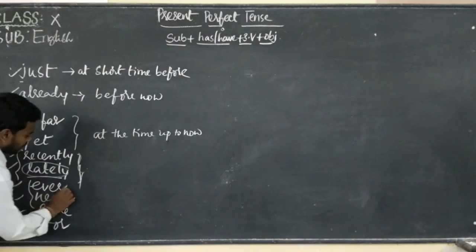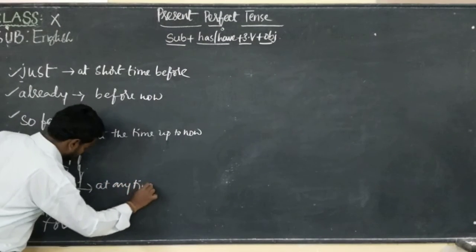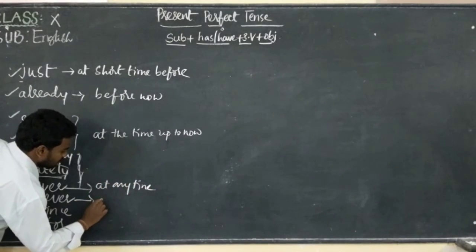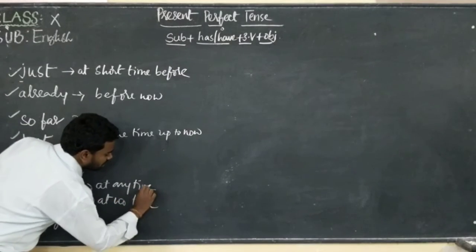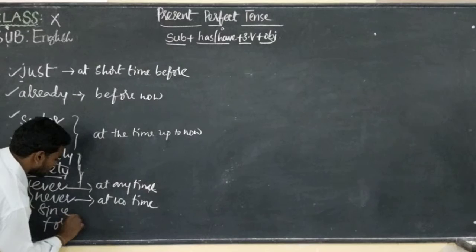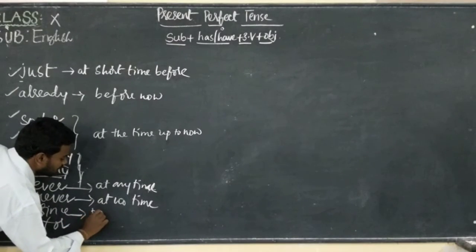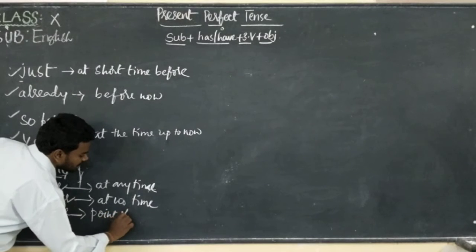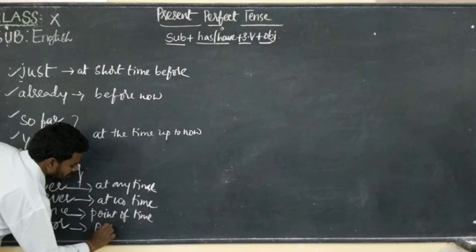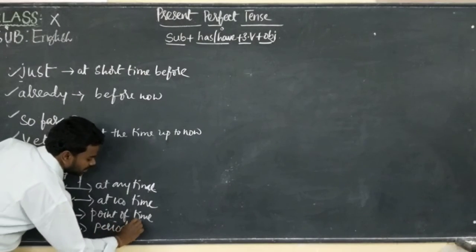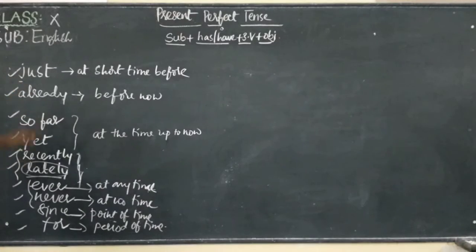Ever and never. Ever means at any time. Never means at no time. Since is used to indicate a point of time, and for is used to indicate a period of time.